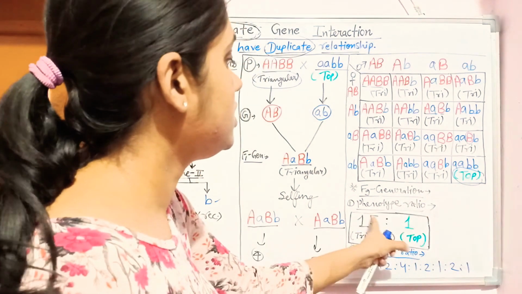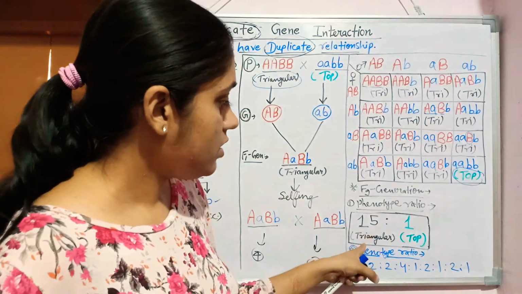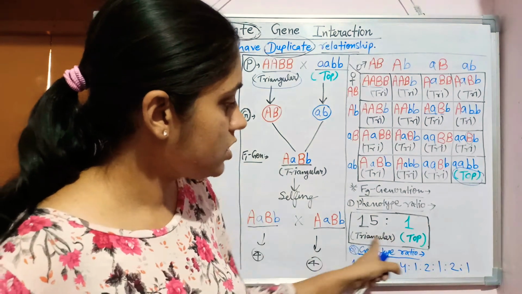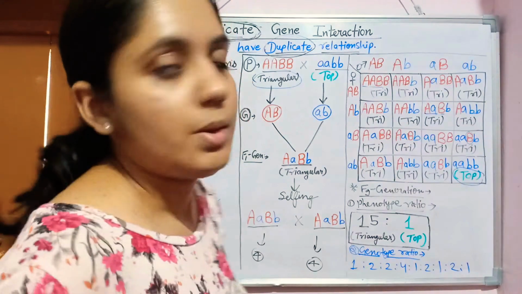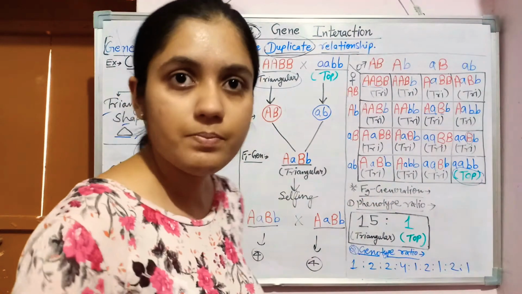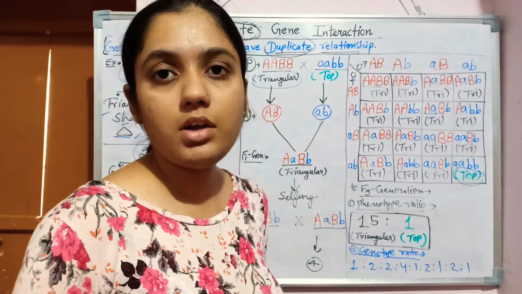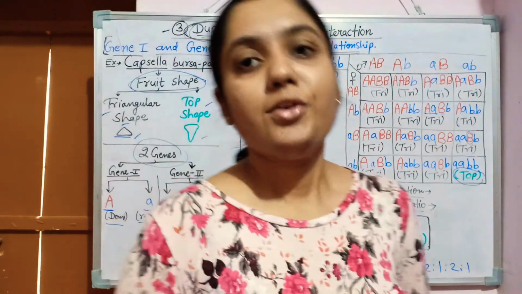So in the F2 generation, the phenotypic ratio is 15:1. 15 are triangular type fruits, and 1 is top shaped. The genotype remains the same as Mendel's dihybrid cross, but the phenotype changes. That's why we are studying it in gene interaction. I hope you understood.